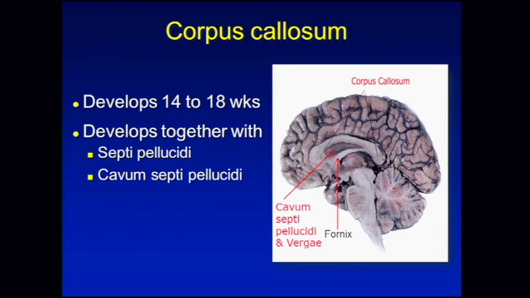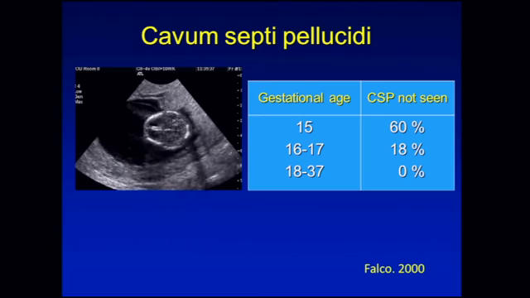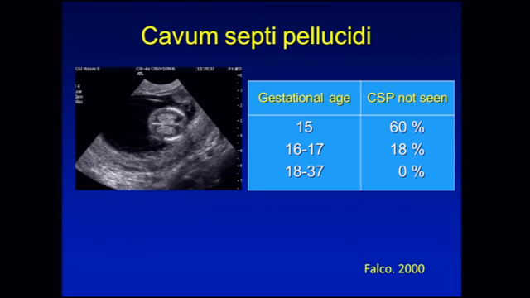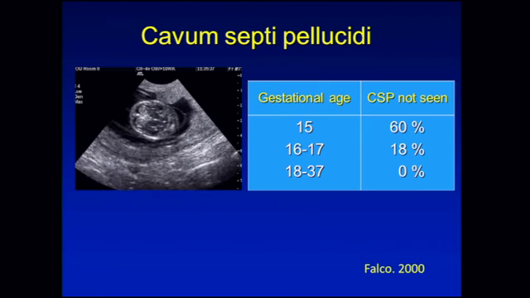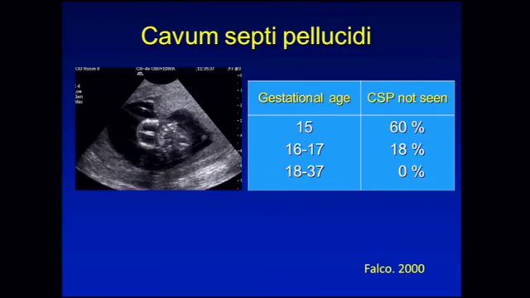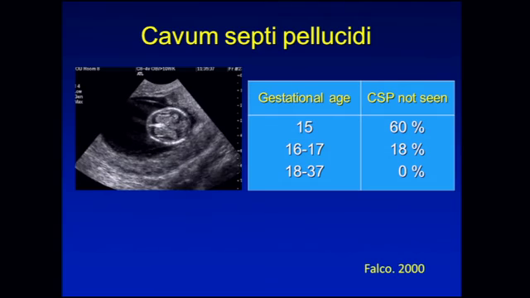The corpus callosum develops at 14 to 18 weeks, and it develops together with the septi pellucidi and the cavum septi pellucidi. So we often use the cavum as a proxy for the corpus callosum. Now, in this clip of a 12-week fetus, if you notice, we don't see the cavum septi pellucidi. This is a normal finding.